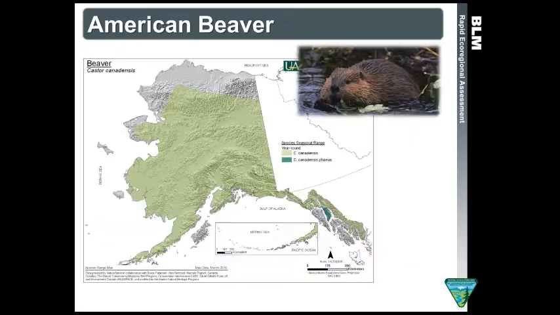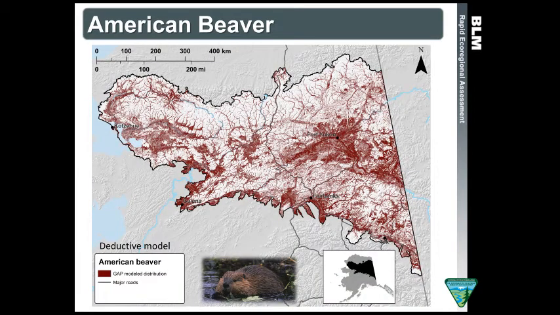All right. So first off, we have the American beaver. You can tell from a general range map that NatureServe has that they're pretty much all over the state, including all of the CYR area. And when we look at the gap model for the CYR study area, it's pretty detailed. You see a lot of riparian areas pulled out there.